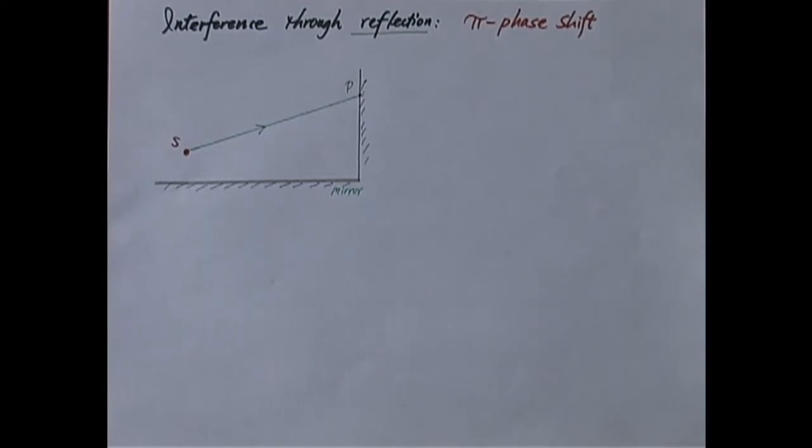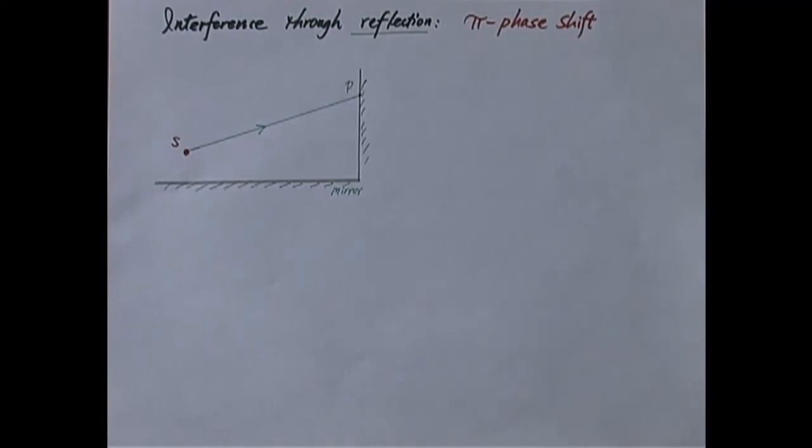So the way we split light waves before was we had the same light wave and then we just allowed it to pass through two slits or even more slits. But there are other ways to split the same beam. One example would be using reflection.